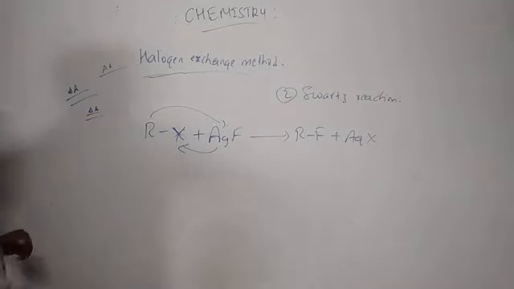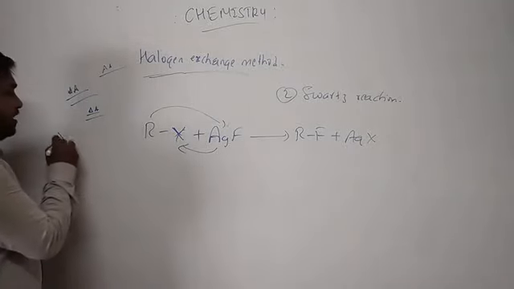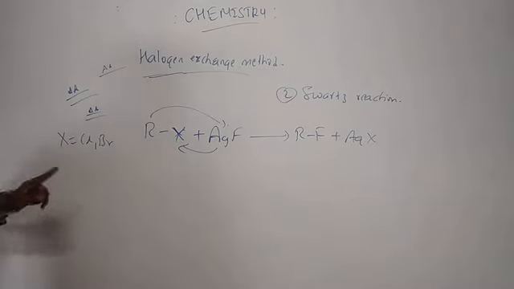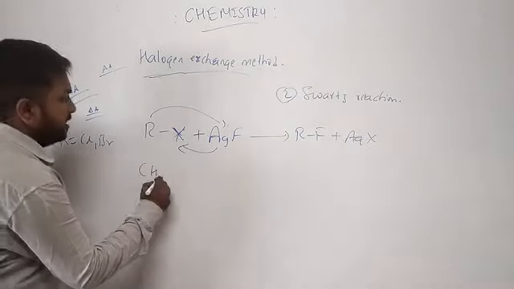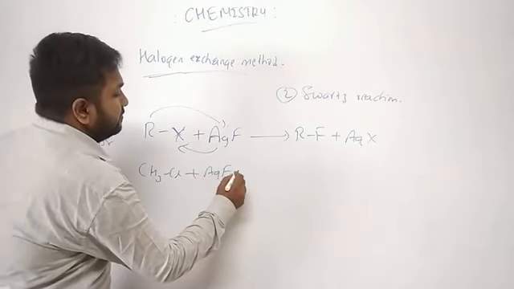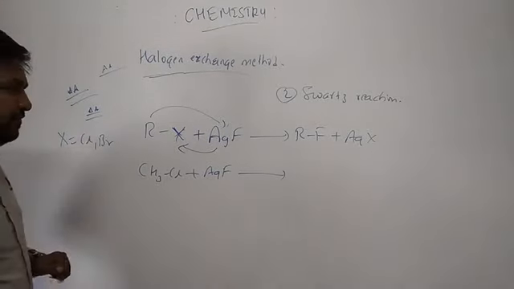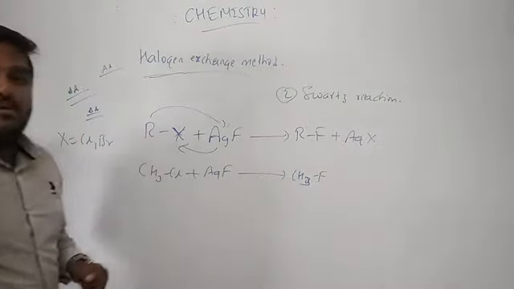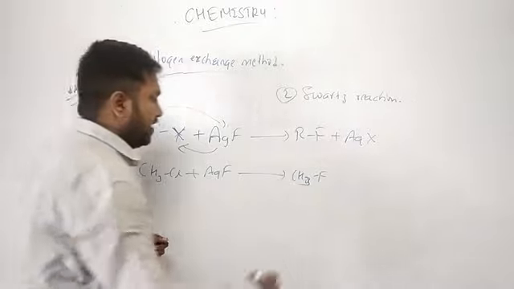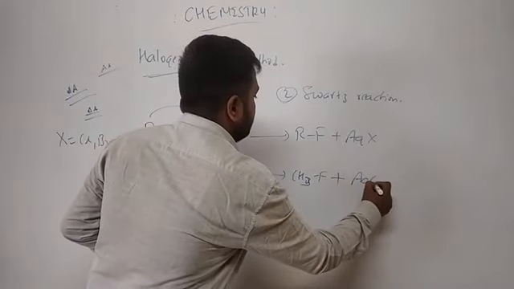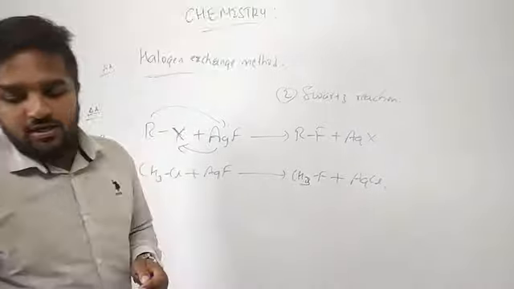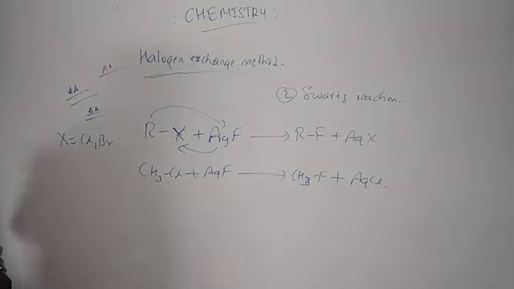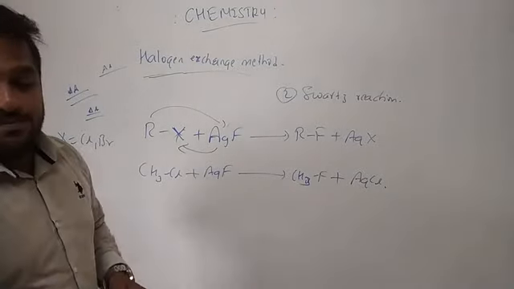This is also very important. So I will take the example. Here also X should be chlorine or bromine itself. Let's take the same example, CH3Cl, when it is treated with silver fluoride, AgF. It forms CH3F, that is fluoromethane or methyl fluoride, plus silver chloride. Clear, students? So this is the example of the Finkelstein and Swarts reactions. This is regarding the preparation of haloalkanes.